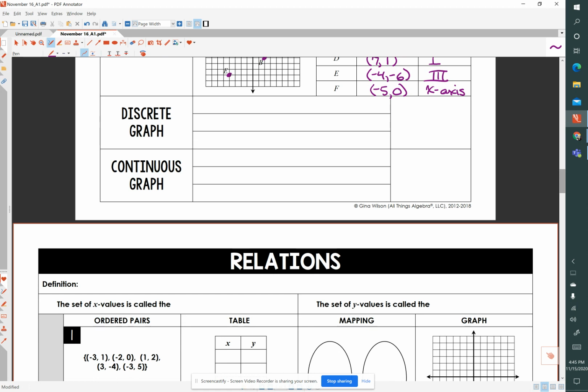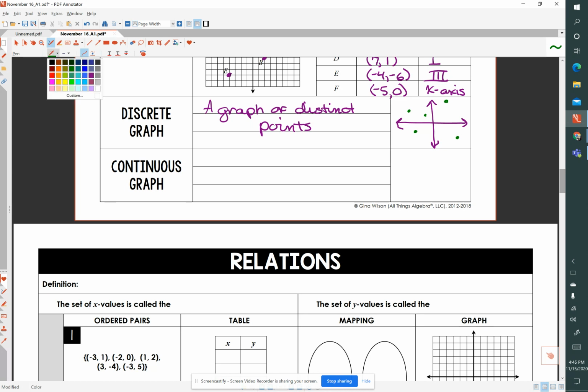A discrete graph is a graph of distinct points. And I'll draw a quick picture of that. So if you had your y-axis and your x-axis, and you had a series of points, let's change our color so we can make that really clear. Okay, that would be a discrete graph. A continuous graph is a graph with connected lines and curves.